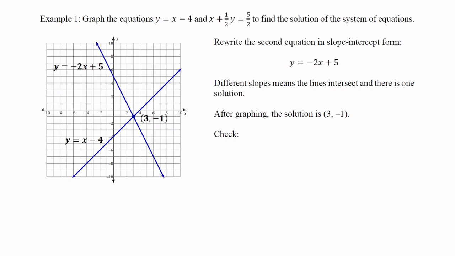And you can run a check of this by plugging (3, -1) into the first equation to find we have a true statement, and the second equation to again find that we have a true statement. And in this case, I plugged it into my slope-intercept form.